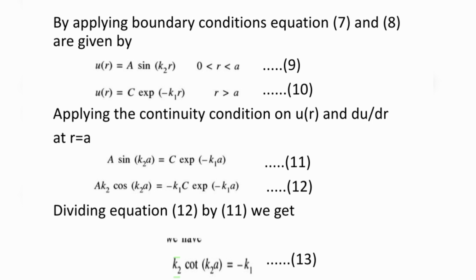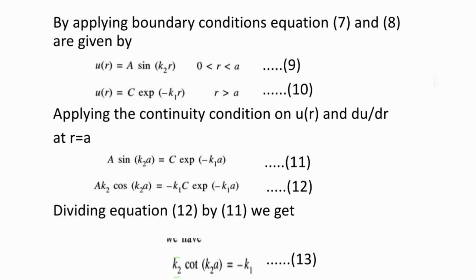Now the next step, we'll consider the continuity condition on u(r) and du by dr at r equals a. For this, equations 9 and 10 are being equated. Thus, the first equation is A sin k2a equals C exponential minus k1a, which is simply equating 9 and 10 by substituting r equals a. Now in the next step, we'll differentiate both equations 9 and 10 and equate them. After differentiating equation number 9, the term will be A, sine will become cos, which is cos k2a, and the constant will be taken out, which is k2. Similarly for the 10th one, it is C exponential minus k1a and the constant term, which is minus k1.